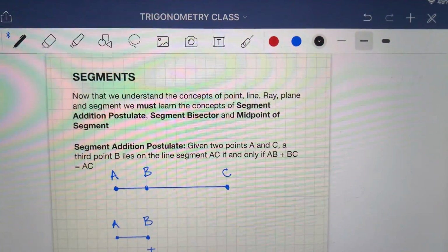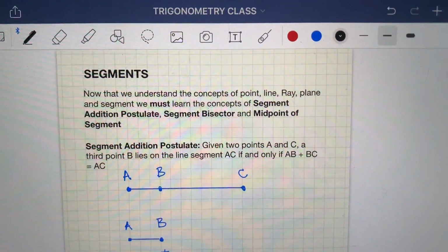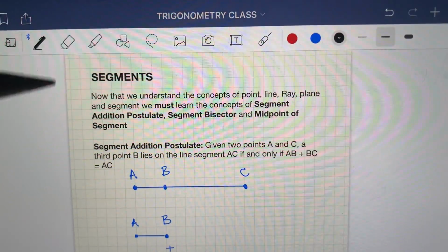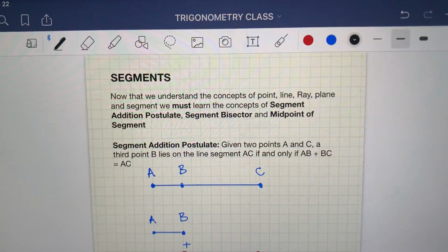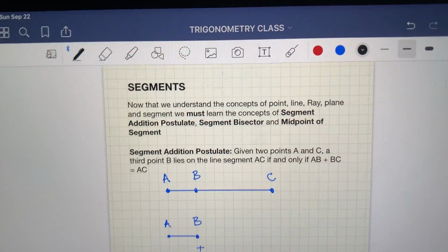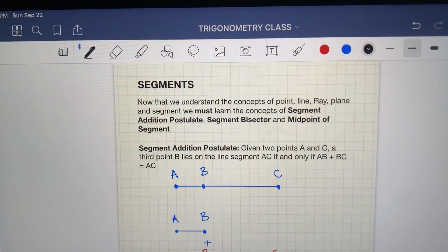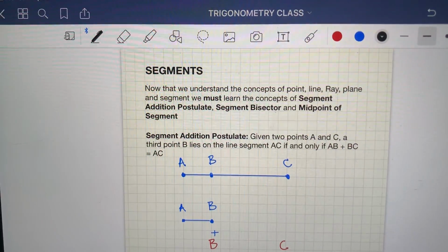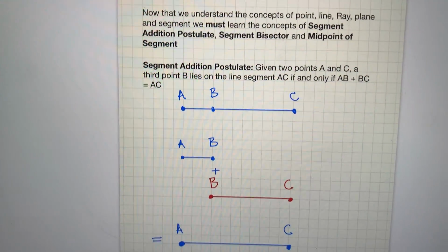Continuing with the trigonometry class, today we're going to start discussing segments. Now that we understand the concepts of point, line, ray, plane, and segment, we must learn the concepts of segment addition postulate, segment bisector, and midpoint of a segment. So let's begin with the first one.